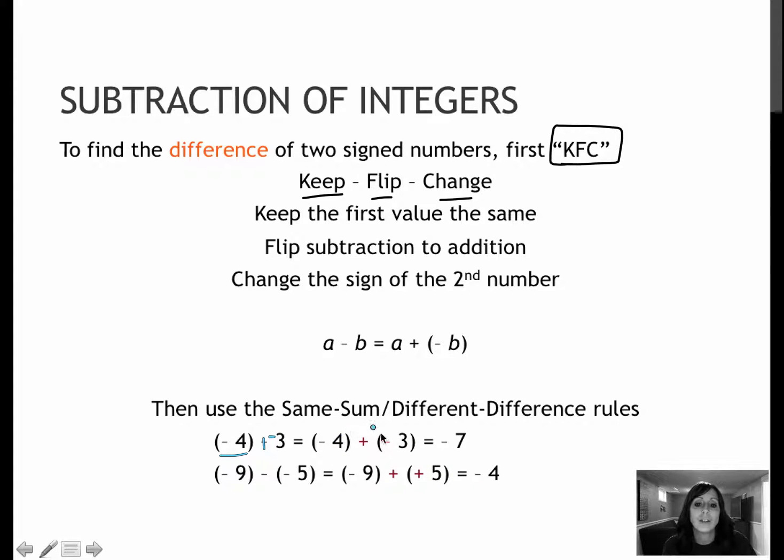When I combine two values that are alike, I combine them to find the sum, and then give them the common sign, so -7 is my result. The second one, I have keep, flip, and change, so the -5 turned into a +5, and now I have a -9 plus 5, which means I'm going to find the difference between 9 and 5, which is 4, and give it the sign of the larger number, which is negative.